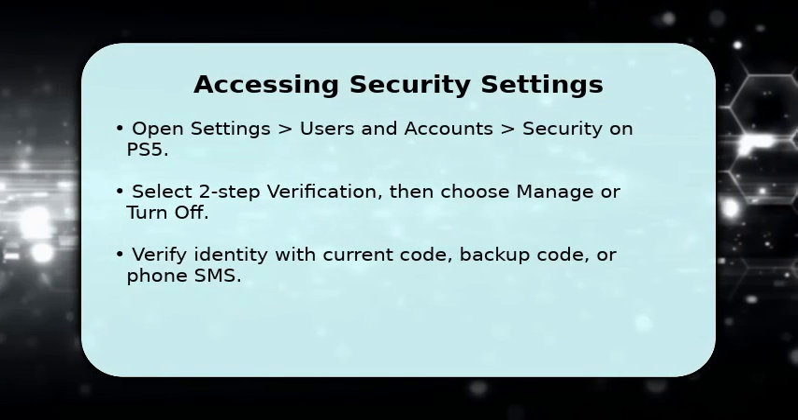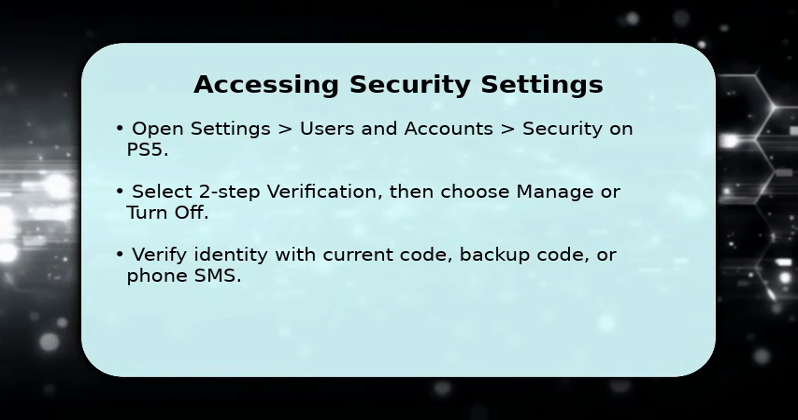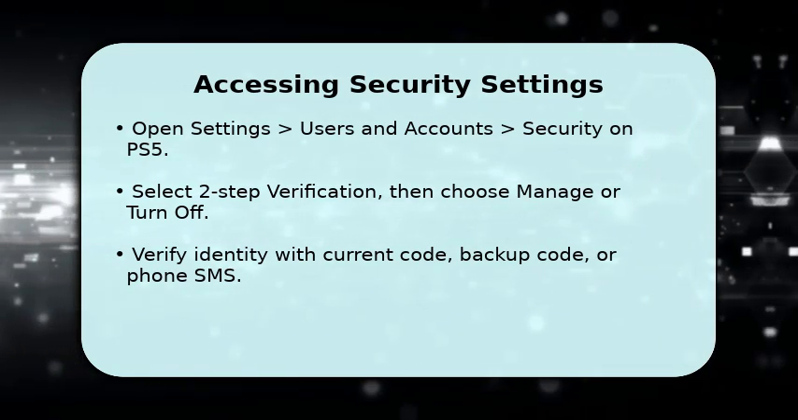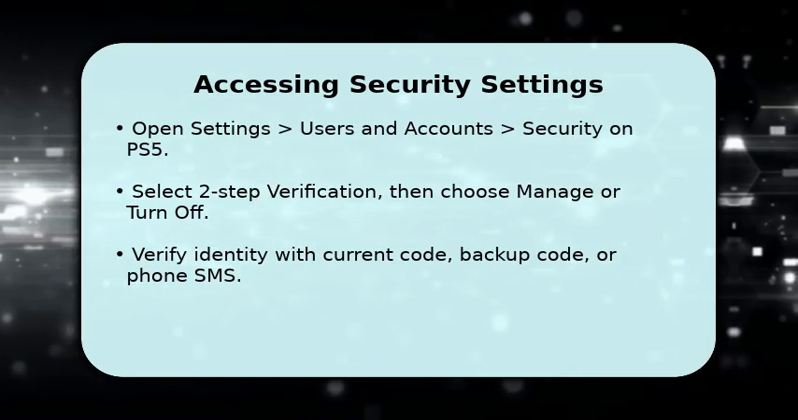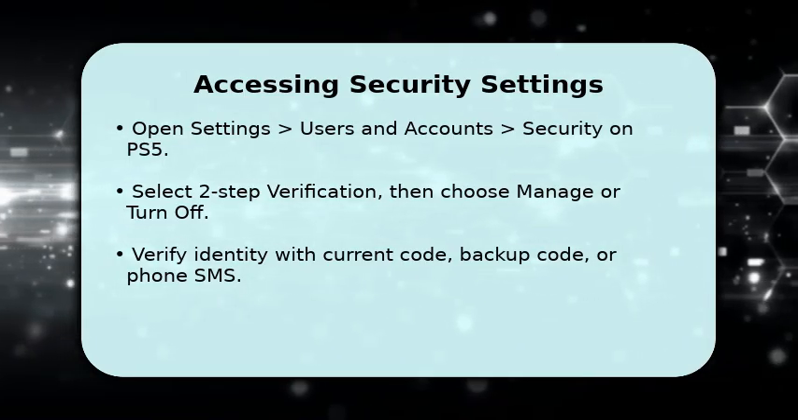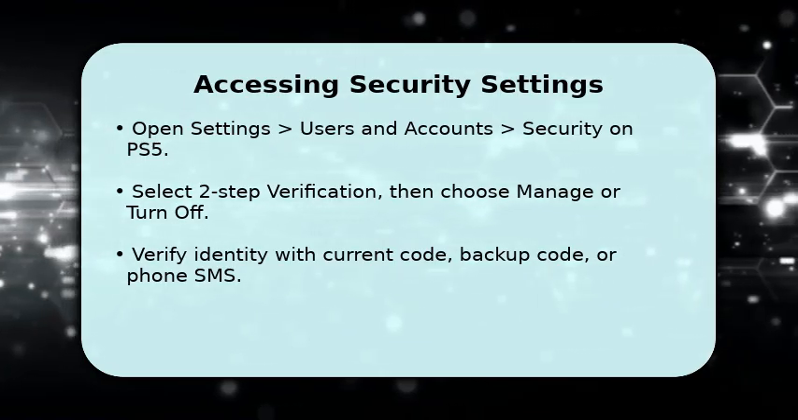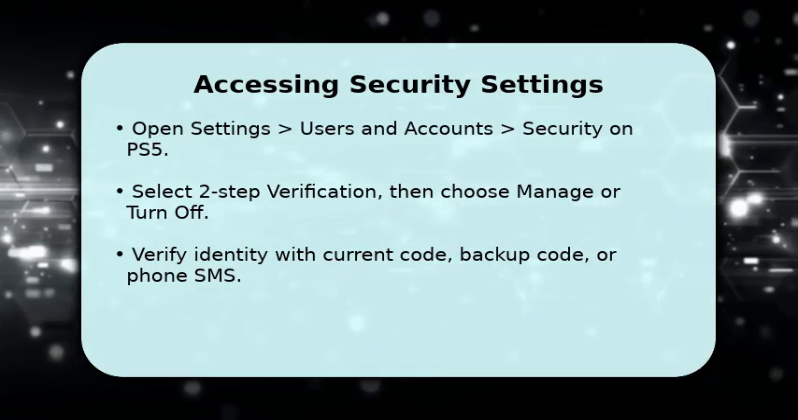You navigate to Security and Users and Accounts and select Two-Step Verification. That's the control center. Once there, choose Manage or Turn Off and follow the prompts. PSN asks for the current verification code to prove it's you. If the authenticator provides the code, enter it. If you saved backup codes, use one.